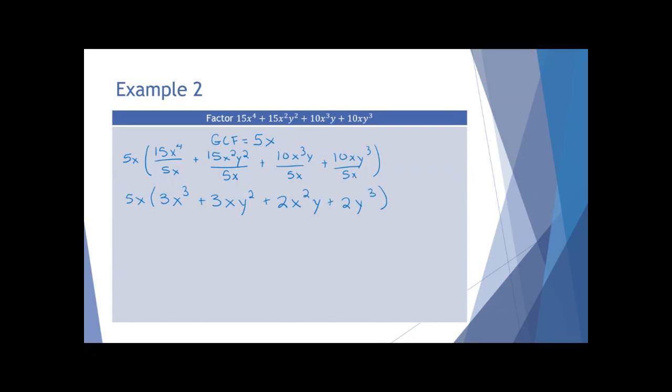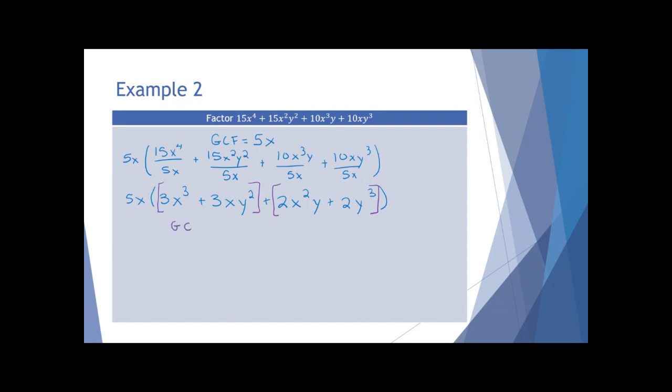Okay, so now I need to start the grouping process. So I'm going to do this in a different color. So now I am going to group or pair things up. And I do this inside of my outside sets of parentheses. So we're going to go through this process, and that 5x is just going to keep hanging out to the left, and we're just going to keep dropping it down.